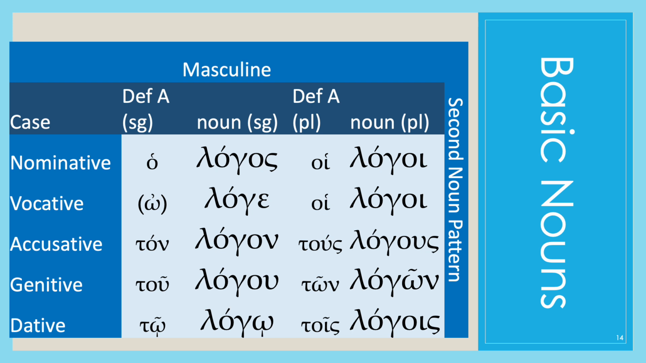See again how the endings agree with the definite article, and except for the vocative, they pretty much look the same, just without the tau. In the nominative, masculine singular, a sigma has also been added to the ending, so ho logos. For the plural, we have hoi logoi for the nominative or vocative, tous logus for the accusative plural, ton logon for genitive plural, and tois logois for the dative plural.